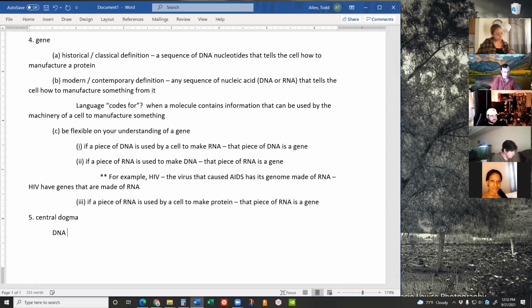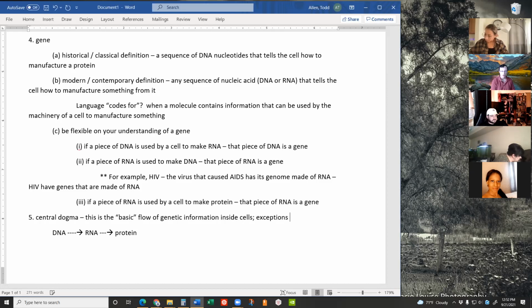DNA is used as a template to make RNA, which is used as a template to make protein. That's the basic flow of genetic information in a cell, not necessarily in a virus. This is the basic flow of genetic information inside cells. Exceptions exist.